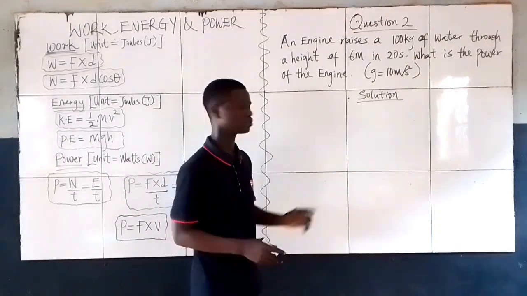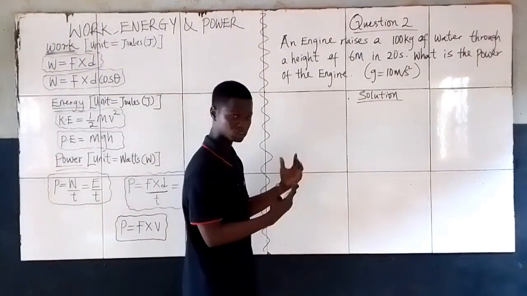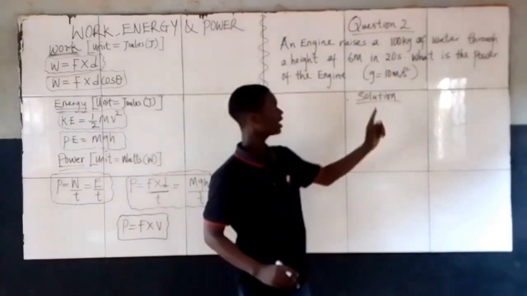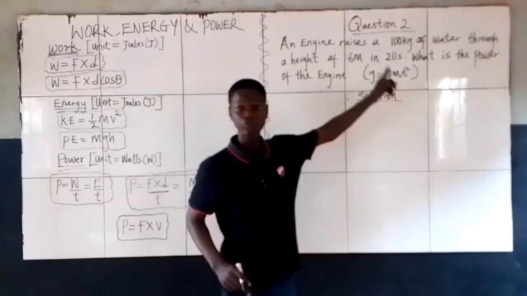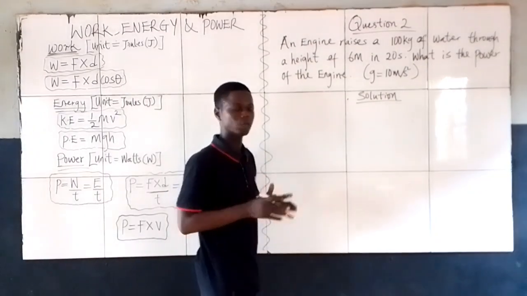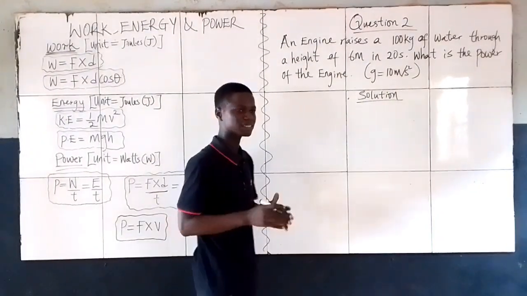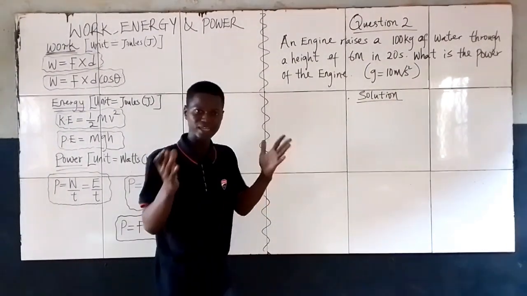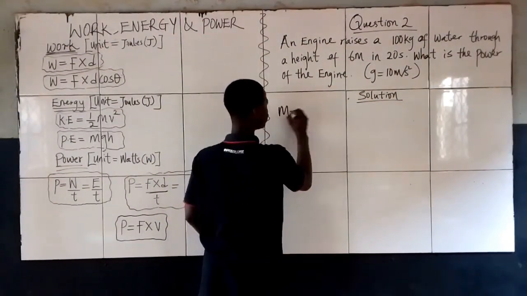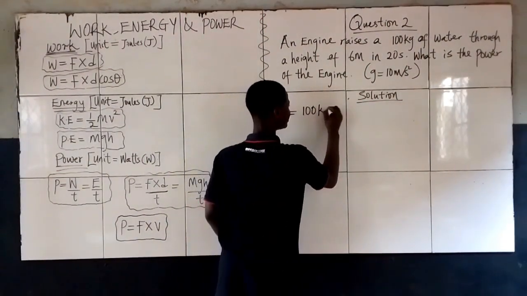Here is the second question we are asked to solve. So let's do this together. They said an engine raises 100 kilogram of water. That is important to us. And guess what? 100 kilogram. What physical quantity is that? Is it time? Is it length? Is it mass? The answer is mass. So we come here and write m equals 100 kg.